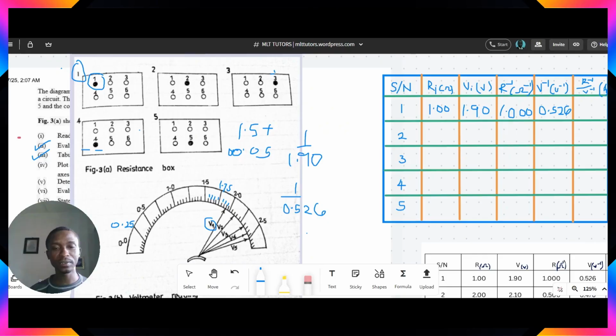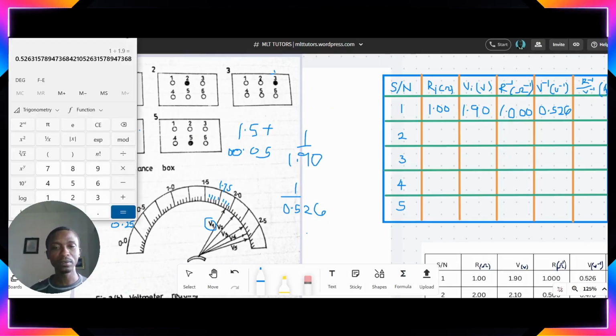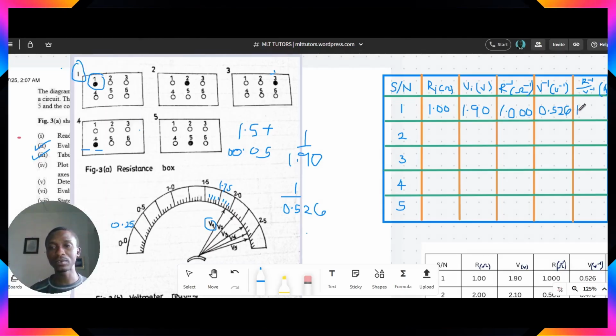Then let's get the calculator once again. So this time around we are doing 1 divided by 0.526. And that is 1.901. Okay, so we have 1.901. So that's how we are going to repeat this for the 4 other values.